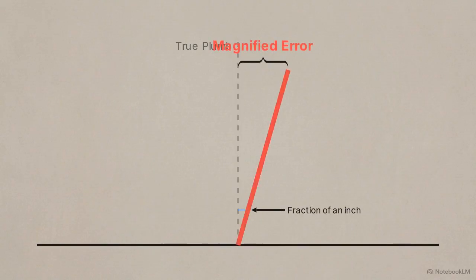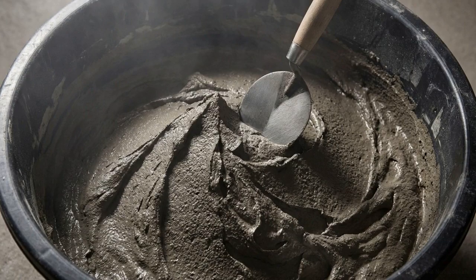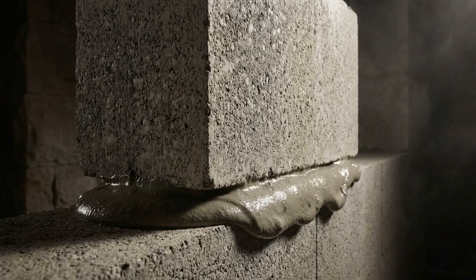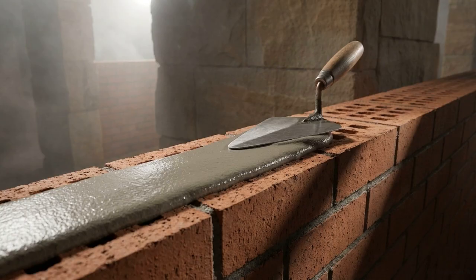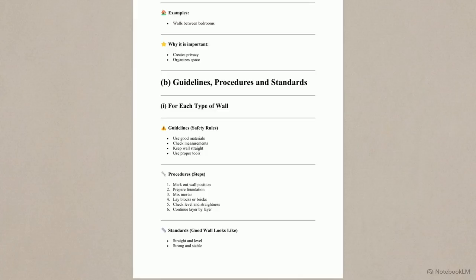in the higher layers. Next comes the mortar. Builders mix sand, cement, and water until they achieve a very specific chemical consistency. It must be thick enough to hold the immense weight of the blocks, but fluid enough to spread evenly across the surface. This procedures list shows the chronological order for that first course. After you mark out the position and prepare the foundation, you mix the mortar and finally lay those first blocks or bricks firmly into place.